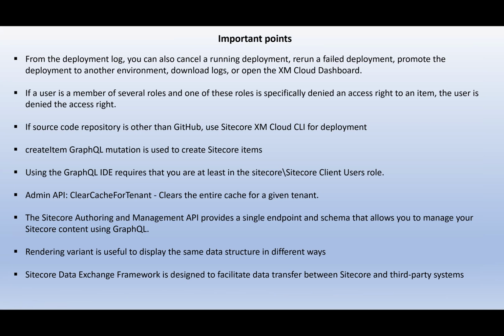If a user is a member of several roles and one of those roles is specifically denied an access right to an item, the user is denied the access right. So this is specifically for denying item access. If source code repositories other than GitHub are used, use the XM Cloud CLI for deployment, or REST also, so you can use REST APIs. The create item GraphQL mutation is used to create Sitecore items.